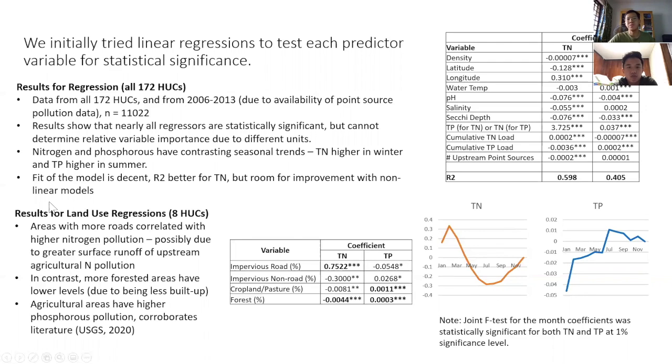Looking at the results for the 8 HUCs that we ran the land use regressions on, we see that for nitrogen, areas with more roads seem to be higher, possibly due to greater surface runoff from upstream agricultural pollution. But in contrast, agricultural areas have higher phosphorus pollution. This is interesting because it corroborates the literature review that we did.